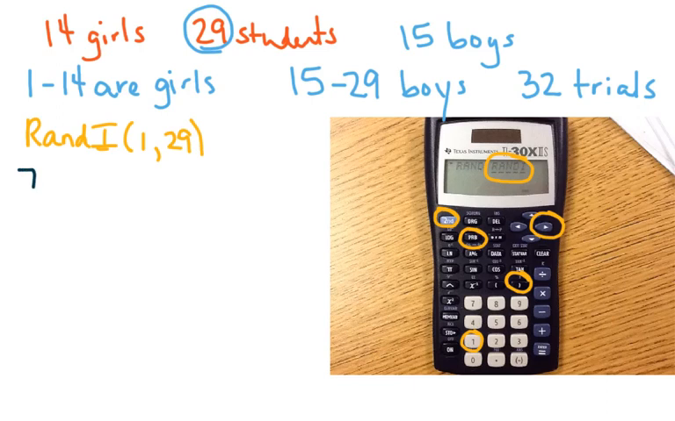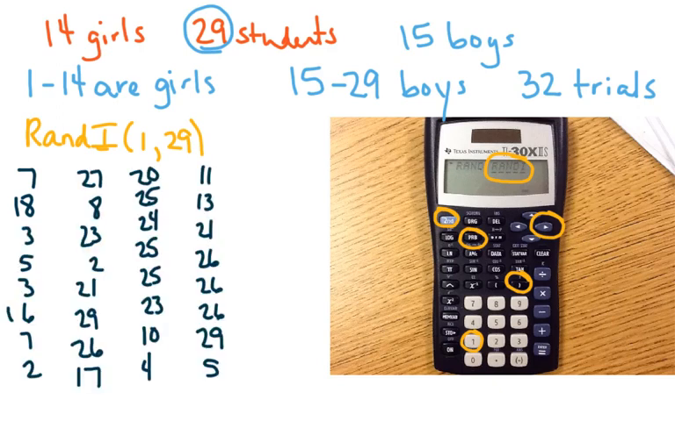So I'm going to continue to hit enter. It gives me another number, 18. And I repeat this 32 times. I would like for you to complete this on your own, come up with your own 32 numbers using your calculator to get used to it, and then we will move on. So pause the video and come up with your 32 numbers on your calculator. Okay, these are the results of my 32 trials.